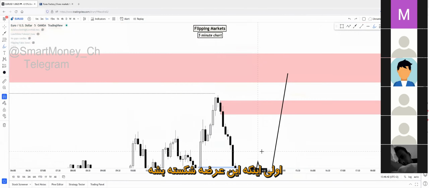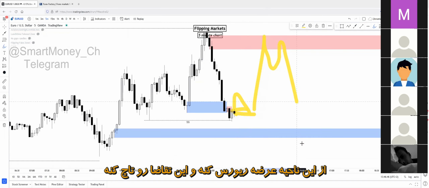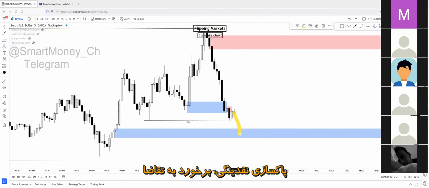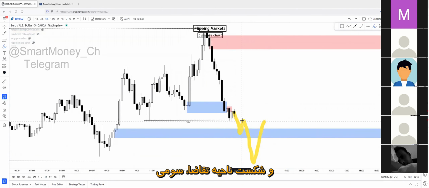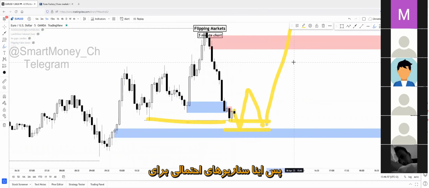The first one is the break of this supply, continuation to the upside, reversal right here, top of this demand. Second one, liquidity sweep, top of this demand, break of this demand. Third one, liquidity sweep, top of this demand, change of character, continuation to the upside. So these are the possible scenarios for this day.